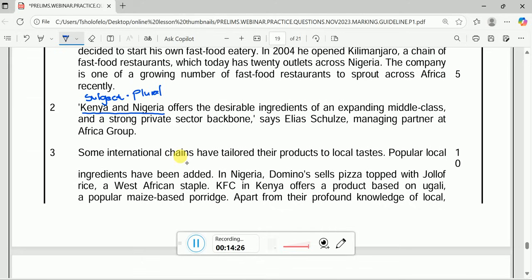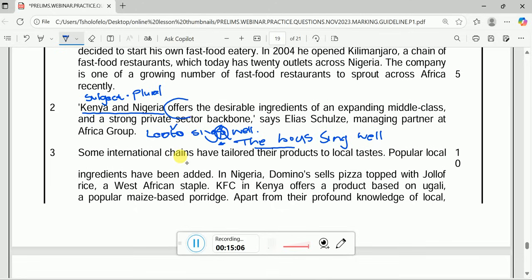Now this is what I want to teach you. I will say, Lerato sings well, right? Lerato, singular, the verb will always have what? An S. But I can say the boys sing well. When it's in a plural form, I omit the S to say the boys sing well. But in a singular form, the verb will do what? Will carry S. Now we have Kenya and Nigeria, which is in a plural form.